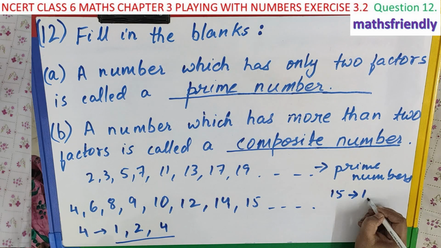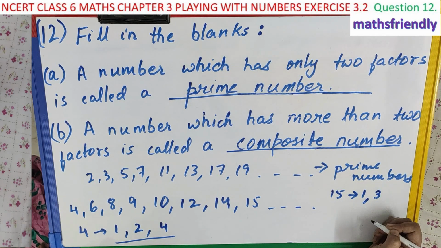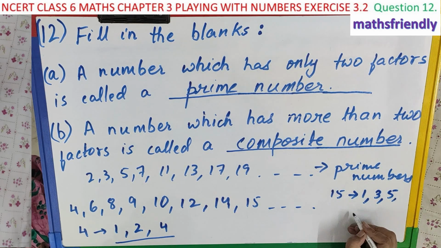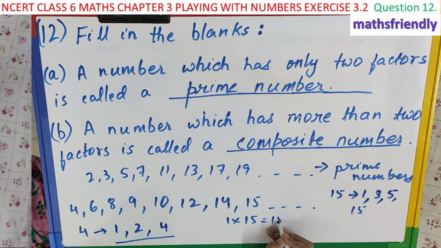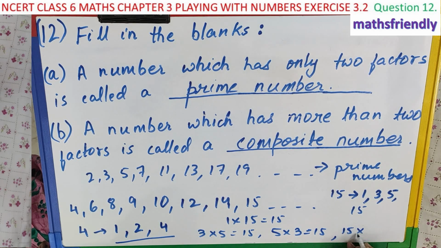15 comes in 1's table, 15 comes in 3's table, 3 5's are 15, 15 comes in 5's table, so 5 3's are 15, and 15 comes in 15's table, right? 1 15's are 15, 3 5's are 15, and 5 3's are also 15, right? And 15 1's are 15. So 15 has how many factors? 15 has 1, 2, 3 and 4 factors, because 15 comes in the table of these many numbers.